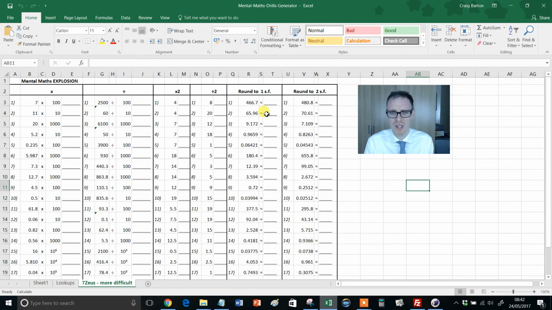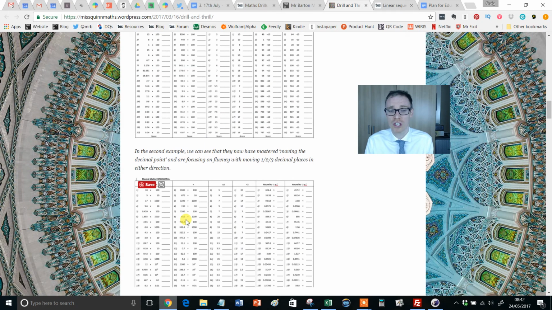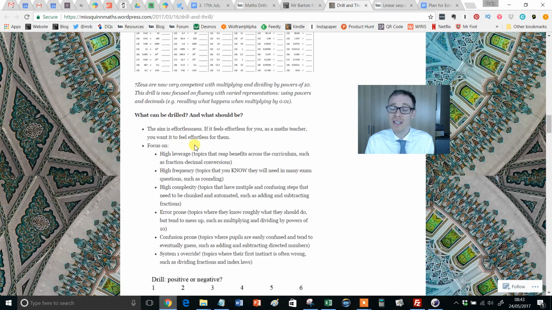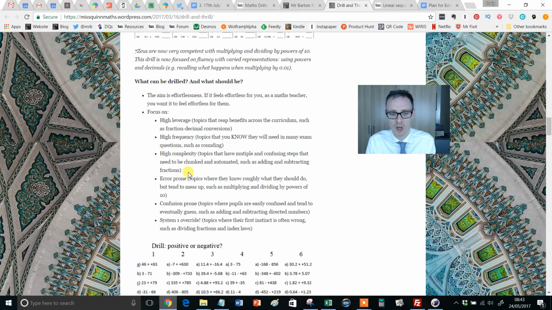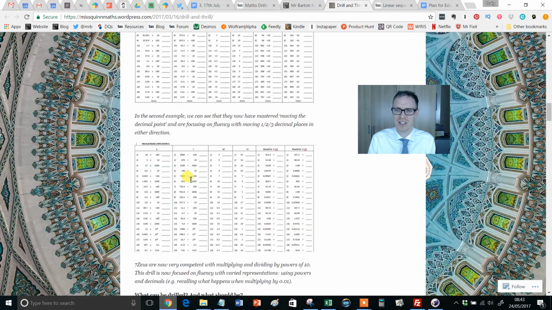Then we've got our rounding to 1 sig fig and rounding to 2 significant figures. As I say, I'm a little bit obsessed with these drills at the moment. I didn't fully understand the complexity about them, the key to how the questions were designed and chosen. I would strongly recommend you check out this blog post. And certainly if you're thinking about designing your own drills, this bit's really interesting. What can be drilled and what can't be drilled and so on. And we have some examples of good drills and bad drills and all that kind of stuff.